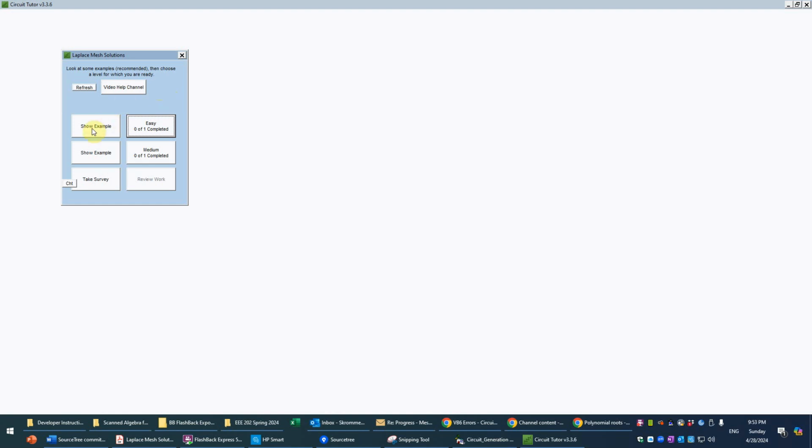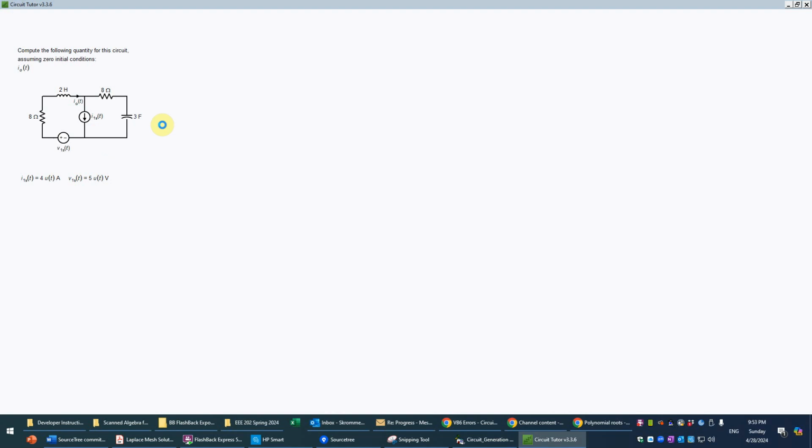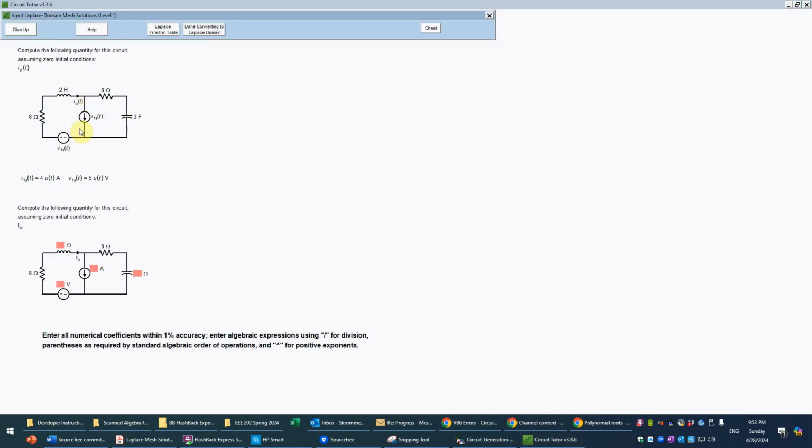Now, it's always a good idea to look at some examples. Generally, I'd recommend clicking on Show Example here to view some worked examples before you try to start working the problems yourself. So in this case, I'm going to go straight into the game at level 1. And we have a problem here with an inductor and a capacitor, a couple of resistors, and a current source and a voltage source. In this case, they're both step function sources.